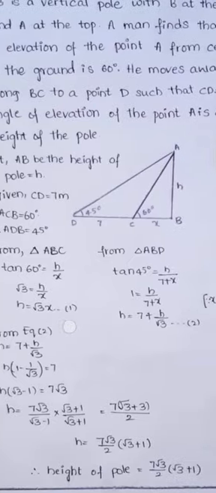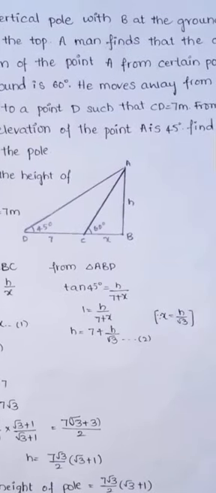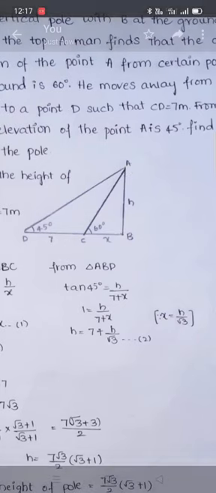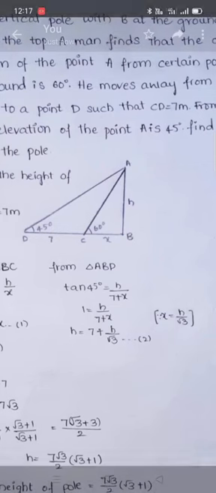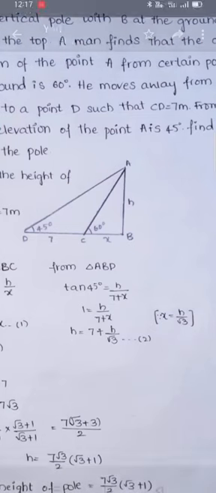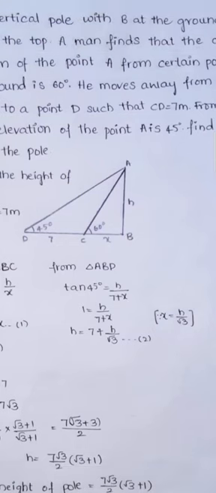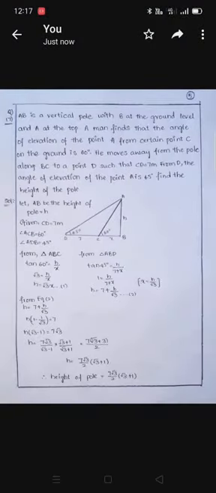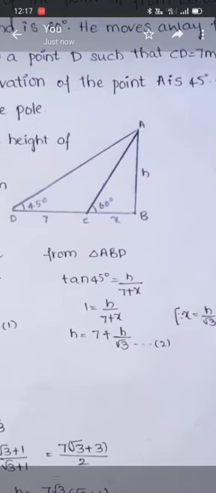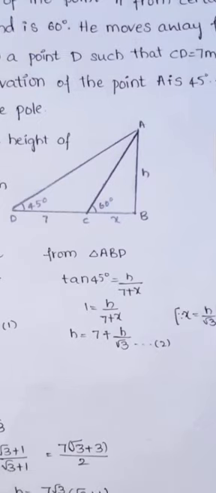Okay. Now we move to observe the triangle ABD. The angle of elevation is 45 degrees. Here also I am finding the tan of the elevation. So tan 45 degrees is equal to AB bar by BD bar. AB bar is equal to h and BD bar is equal to 7 plus x. So tan 45 is equal to h by 7 plus x. As we know, tan 45 is equal to 1, so 1 is equal to h by 7 plus x.